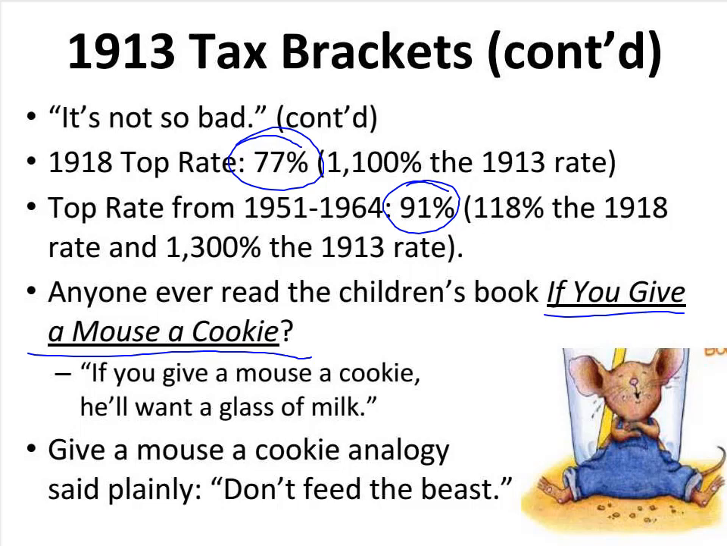So this analogy really means don't feed the beast. If you give the government 7%, they're going to want 77% and then 91%. And even if no one is intending for those trends to take place, they will undoubtedly take place anyway.